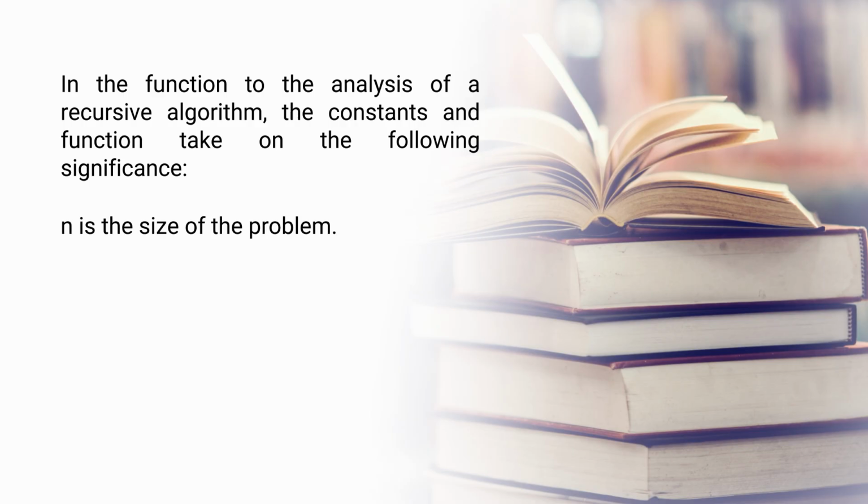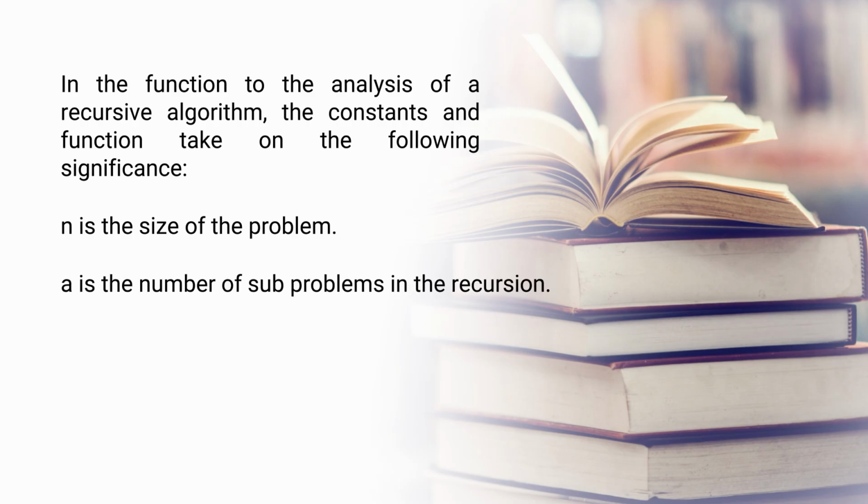N is the size of the problem, where in this equation T n equal to A T n by B plus F n, n is the size of the problem. A is the number of subproblems. When we divide that problem, like in merge sort or in binary search, we divide the problem. In merge sort, we divide the problem into 2 halves. Okay. So, that is why we have written in the recurrence 2 into n by 2.